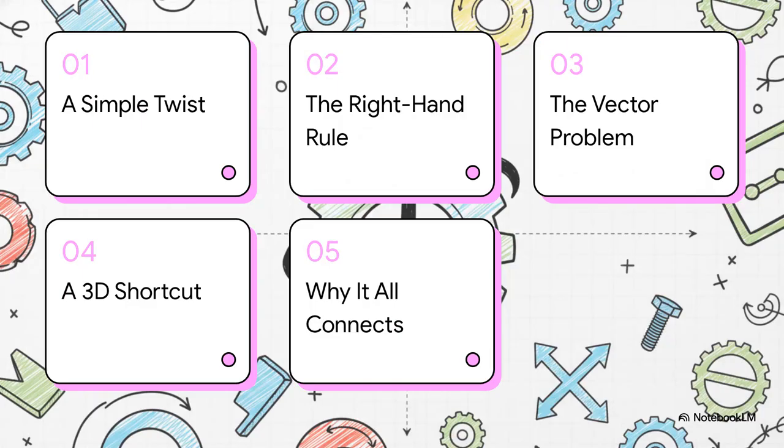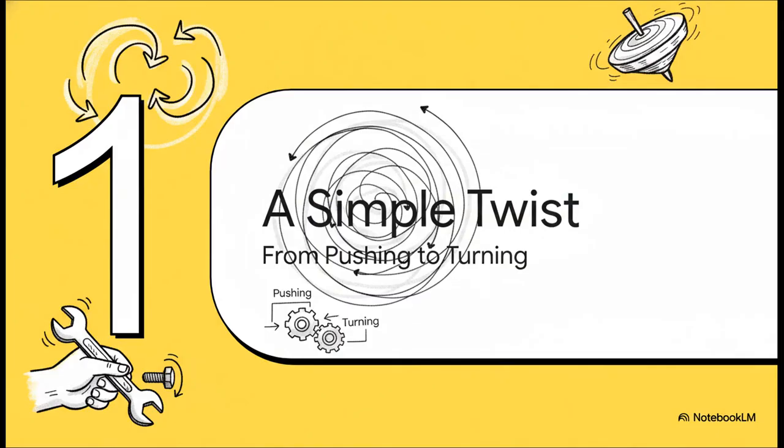First, we'll nail down the basics with a simple twist. Then, we'll get hands-on with the famous or infamous right-hand rule. After that, we dive headfirst into the vector problem, the heart of the confusion. But don't worry, because right after, we'll reveal the brilliant 3D shortcut that makes it all click. And finally, we'll see why it all connects. All right, let's start at the beginning.